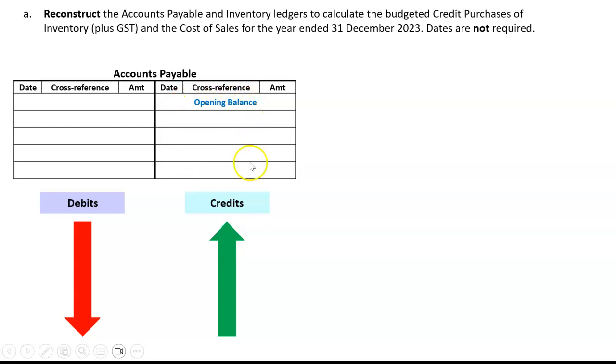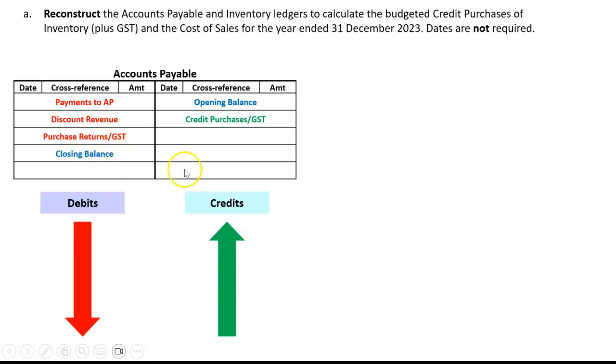Then we need to think about, what would make it go up? The only thing that would ever make accounts payable go up in our course is credit purchases of inventory plus GST. What makes it go down? When we make payments to accounts payable. It also might go down if we get a discount revenue. And the last thing is it might go down when we make a purchase return and the GST. And that is it. If you can remember that, you're going to save yourself so much time with this question, because there'll be a closing balance which goes on this side too.